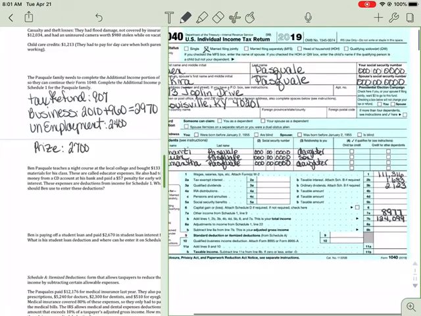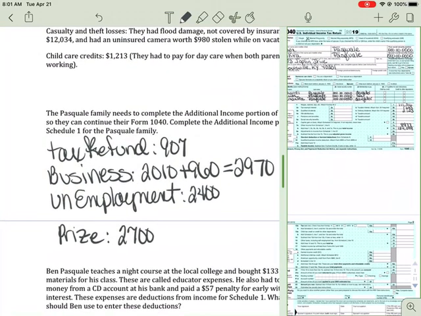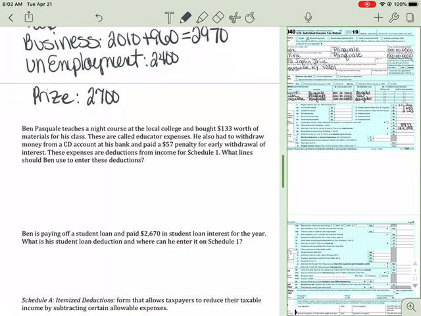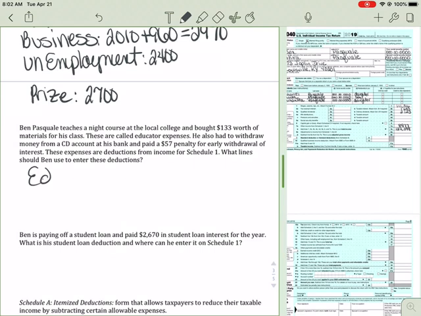Okay, now, all right, and subtract. Okay, so I think we're okay there. All right, so now we need to make any adjustments to their income. All right, so if we look, our next part says that he also teaches a night course, which brought him $133 worth of materials. This is called education expenses. So let's write that down.